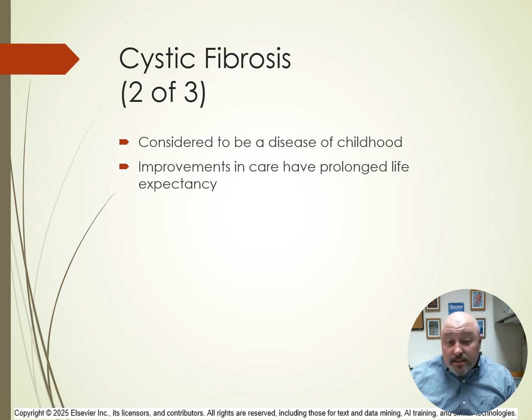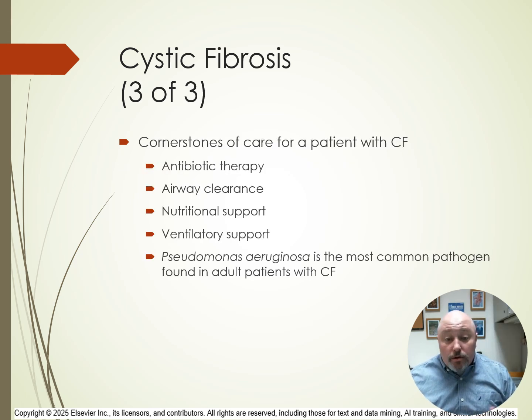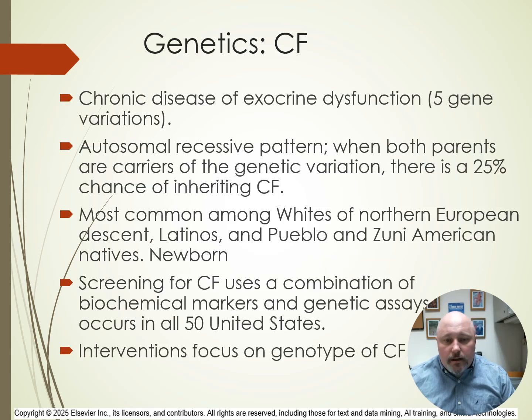Cystic fibrosis is considered to be a disease of childhood, though fortunately improvements in care have prolonged life expectancy greatly. A cornerstone of care for a patient with cystic fibrosis includes things like antibiotic therapy, airway clearance, nutritional support, and ventilatory support. In genetics, it is a chronic disease of exocrine function. There's also an autosomal recessive pattern. When both parents are carriers of the genetic variation, there's a 25% chance of inheriting cystic fibrosis, unfortunately.